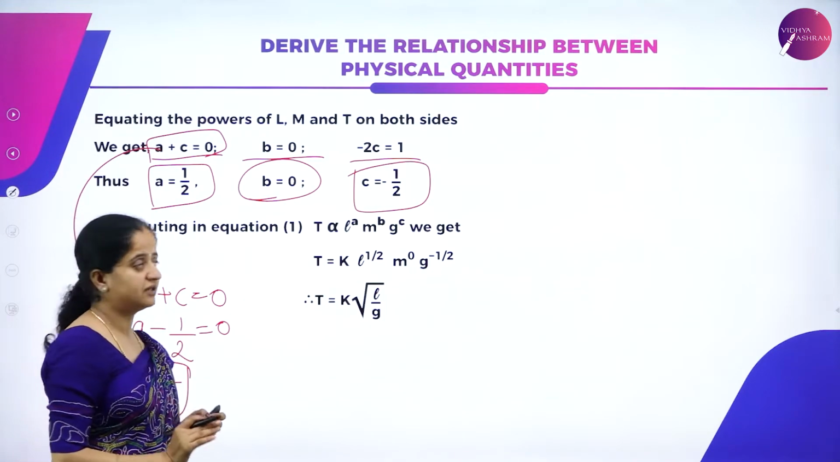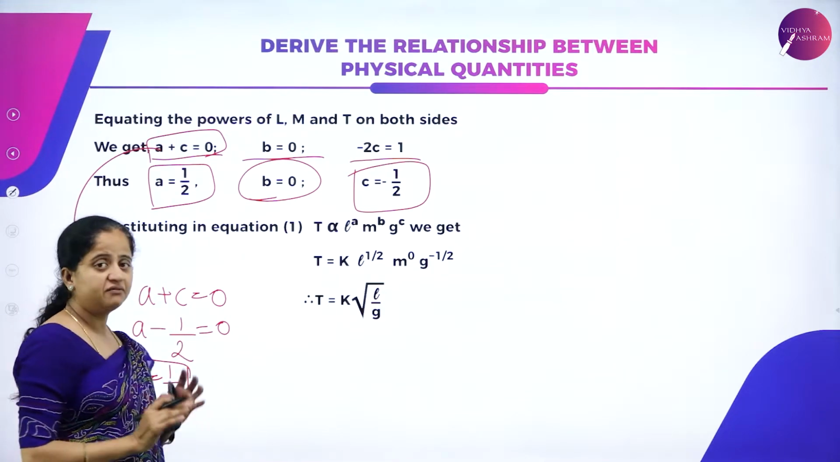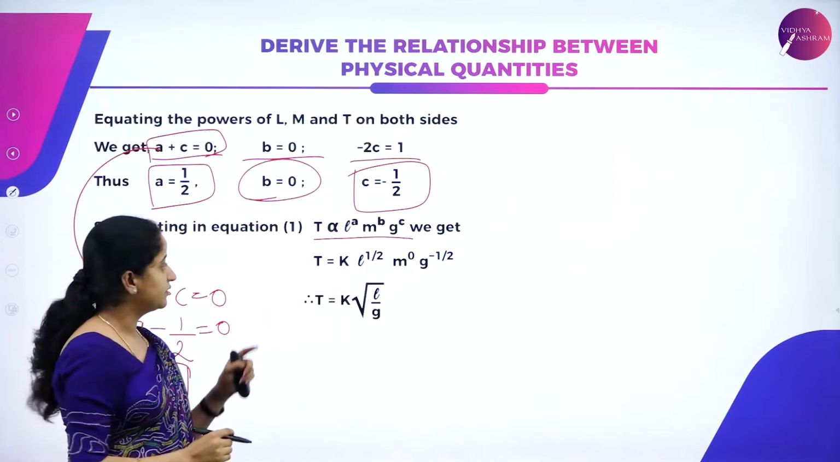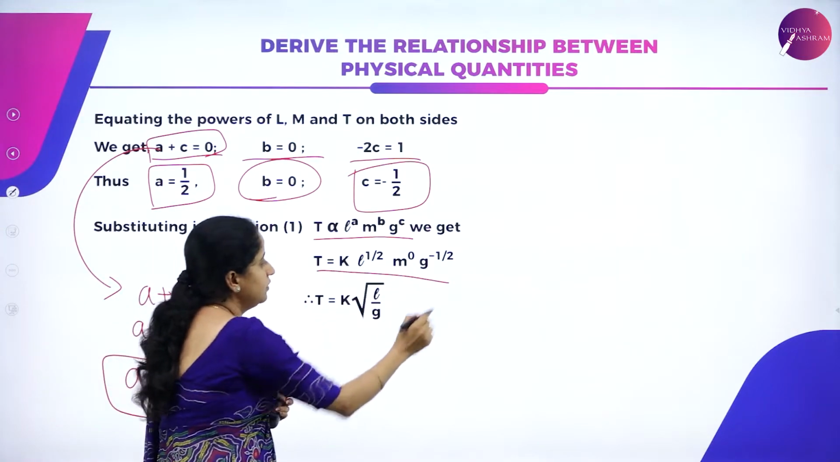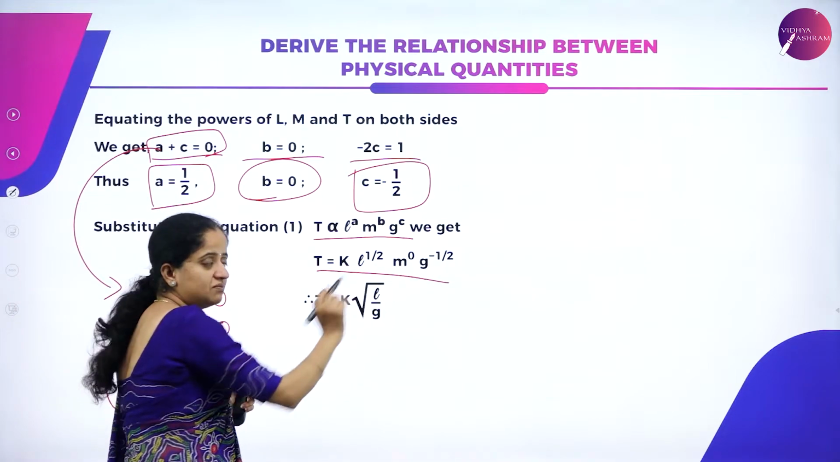Now we got all the values of the powers. Let us substitute this in the first equation to arrive at the final expression. The first equation is T is directly proportional to L raised to A, M raised to B and G raised to C, or T is equal to K into L raised to 1 by 2, M raised to 0, G raised to minus 1 by 2.